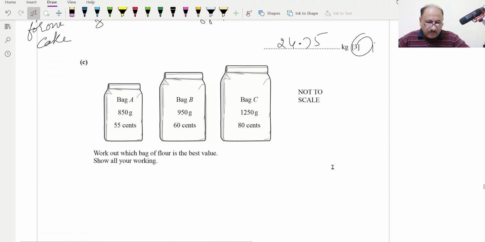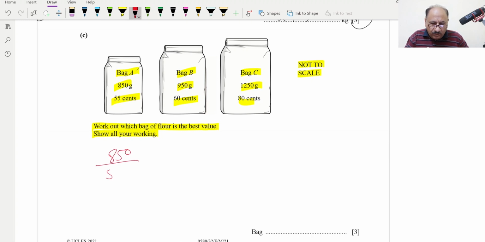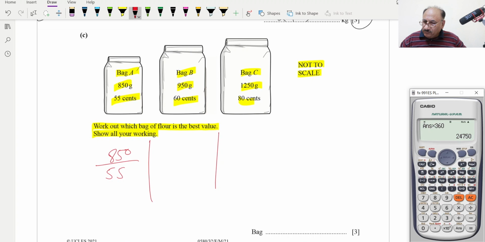Now C part, it says these are basically bags. These are the details for their price and the weight, and the diagram is not to scale. Work out which bag of flour is the best value. Show all your working. So what we will do, we will convert these, like 850 grams against 55 cents. So for each cent how much weight we will be getting.